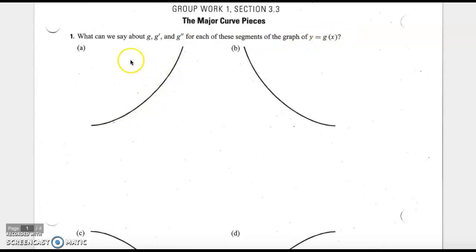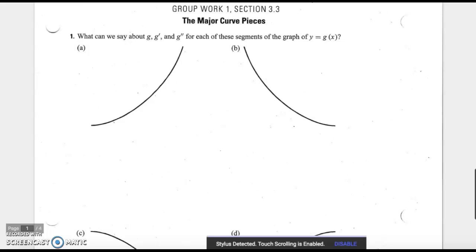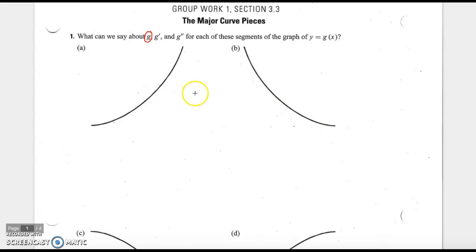So I would recommend maybe finding three colors to work with. For example, my original function is going to be red, my first derivative is going to be blue, and my second derivative is going to be green, because this will allow us to keep everything organized, neat, and come to every conclusion about every piece of these graphs.